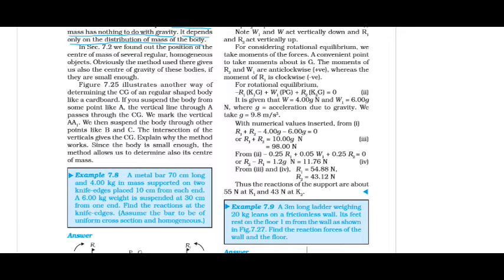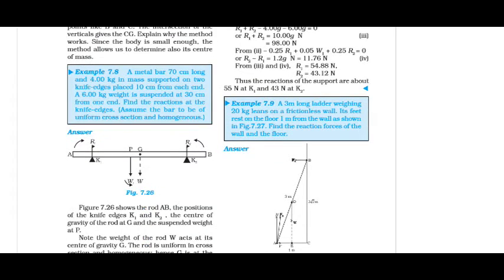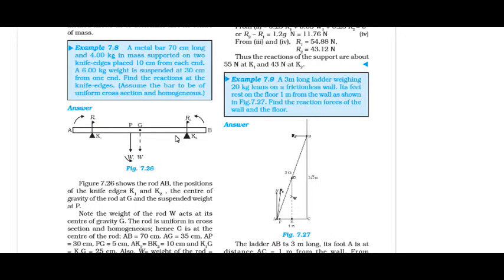Now, let us do a few numerical examples. A metal bar 70 centimeter long and 4 kg in mass is supported by two knife edges placed 10 centimeter from each end. A 6 kg weight is suspended at 30 centimeter from one end. Find the reaction at the knife edges. Assume the bar to be of uniform cross section and homogeneous.